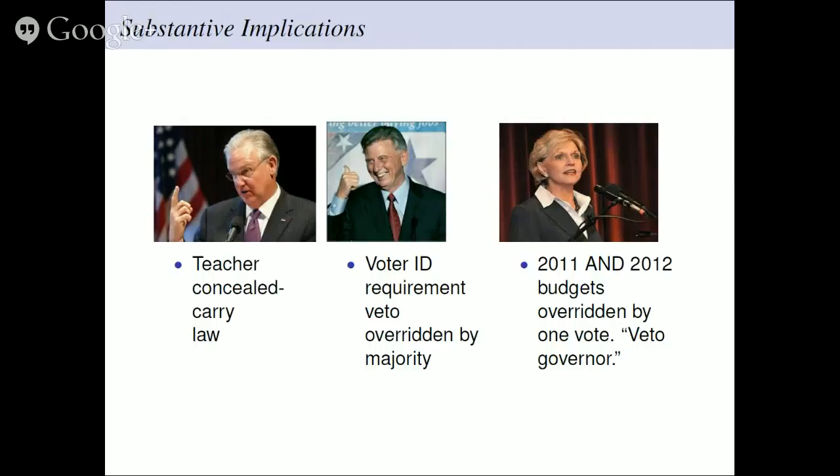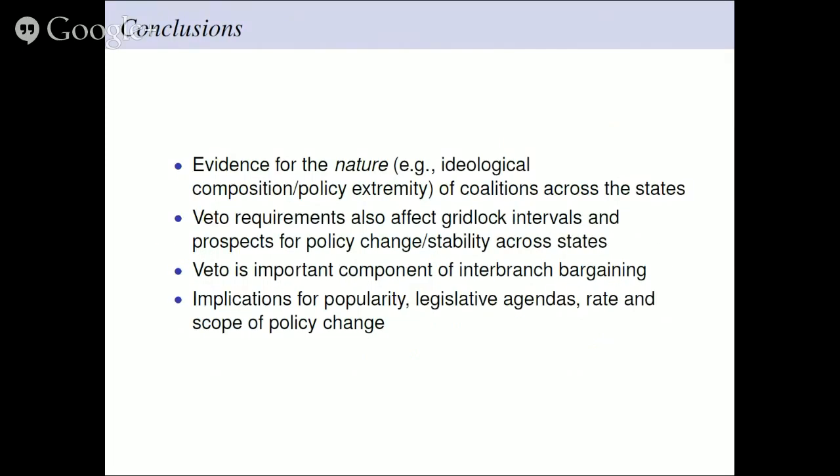Remember, North Carolina is a 3/5 override state. Both of those 2011 and 2012 budget vetoes were overridden by one vote. Beverly Perdue eventually became known as the veto governor in North Carolina because she vetoed so many bills. A number of them were overridden by one vote in both chambers. What can we conclude from this?